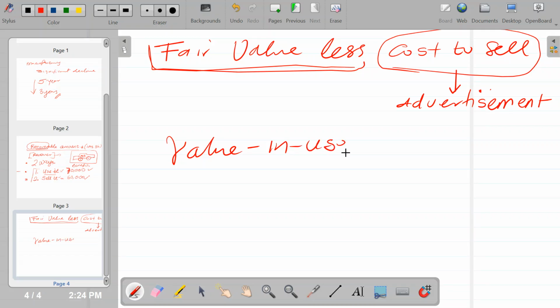Value in use is the benefit we derive from using the asset. So the standard says that the recoverable amount is the higher of the fair value less cost to sell and value in use. The value in use is how much benefit you derive from using the asset, and the fair value less cost to sell is the benefit from selling the asset. So that's the recoverable amount.